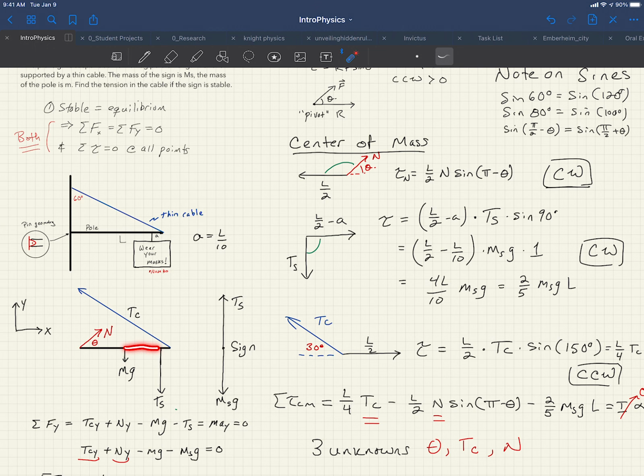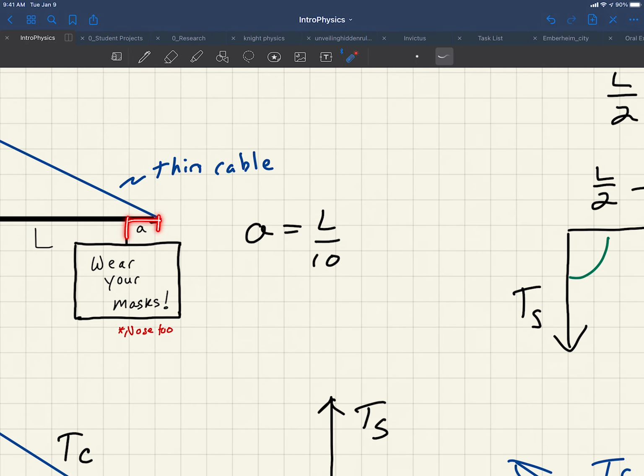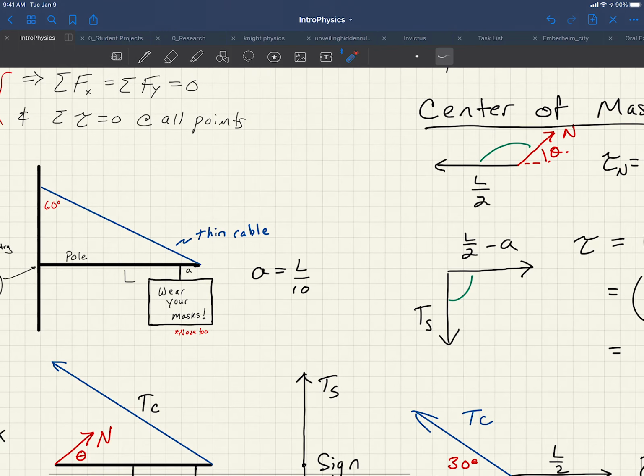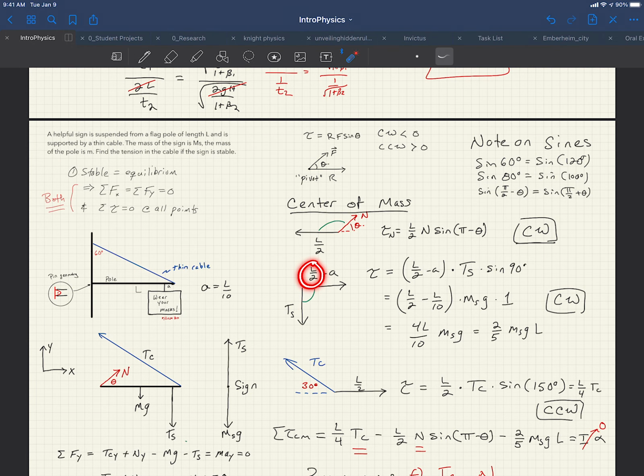And so this again is our moment arm, which again is not L over 2. We see there's this weird little cryptic A up here. This A is L over 10. So the sine isn't at the end of it, it's L over 10 offset inward. And so that moment arm is going to be L over 2, which is the whole thing, take away that amount A. So the torque is then L over 2 minus A times the tension of the string times sine of the angle between them, which you can see is 90 degrees here.